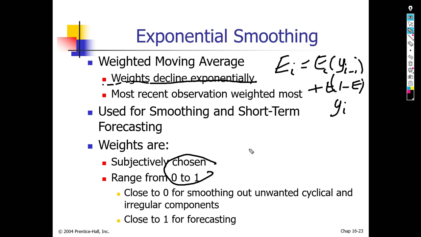Okay? Then we choose: if we give a weight close to 0, it means we try to remove the cyclical and irregular components, and close to 1 is for forecasting. Okay? So then look at one example here.